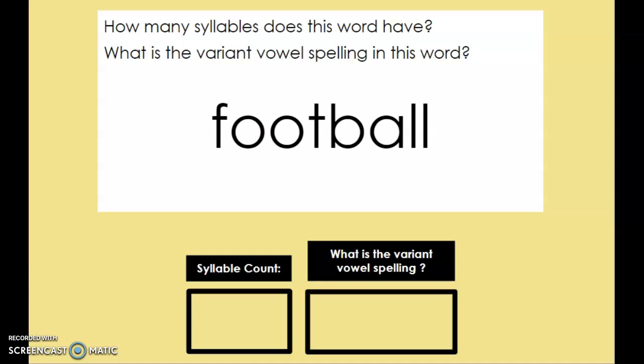Football, football. Once again, I'm counting 2 syllables, and what is the variant vowel spelling in this word? Once again, I see that double O, but it doesn't make the oo sound, it makes the other sound. Football. So it's still the oo, but it makes the other sound.